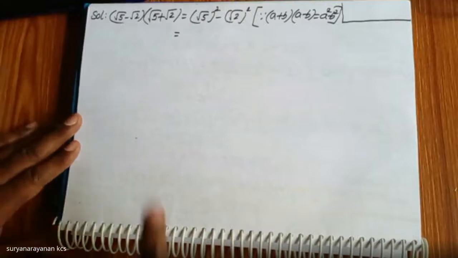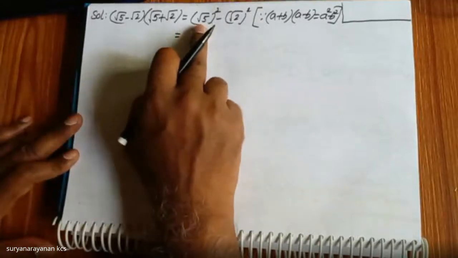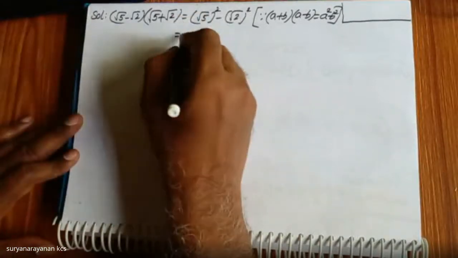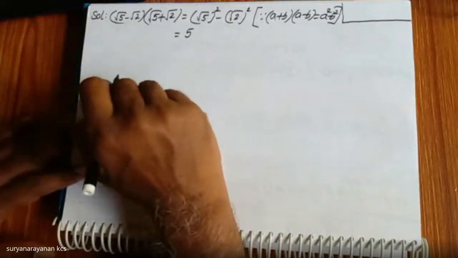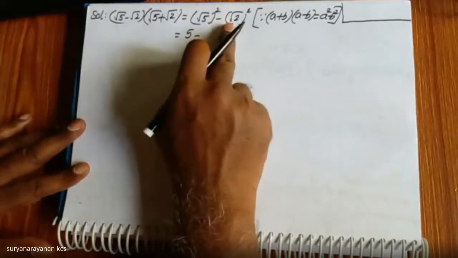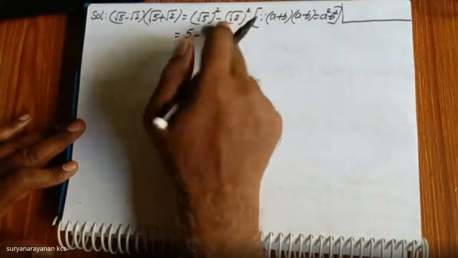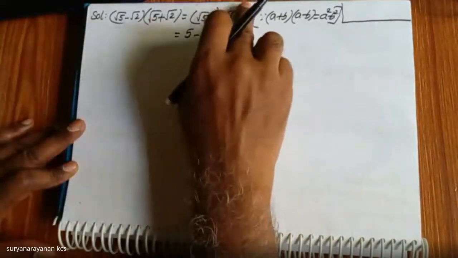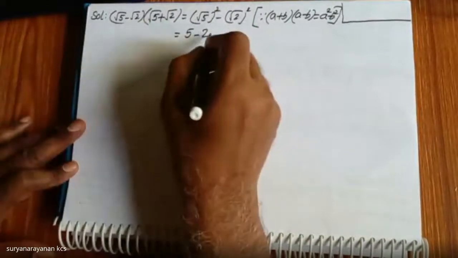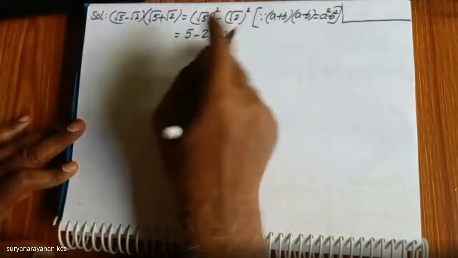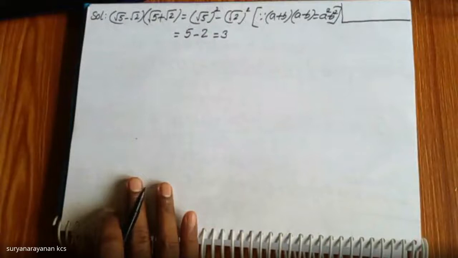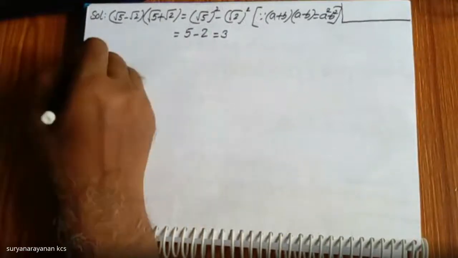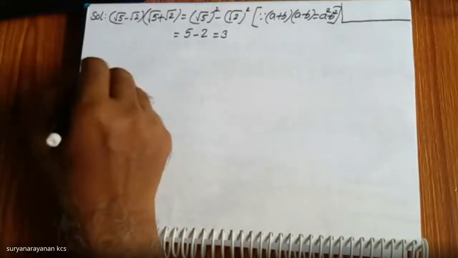Okay, my children. Now come to the first term, root 5 whole square. What is the value of root 5 whole square? 5. Come to the second term, root 2 whole square. The value of root 2 whole square is 2. Square root and square get cancelled. Okay, 5 minus 2, that is equal to 3. Okay, my children, like this we have to simplify.